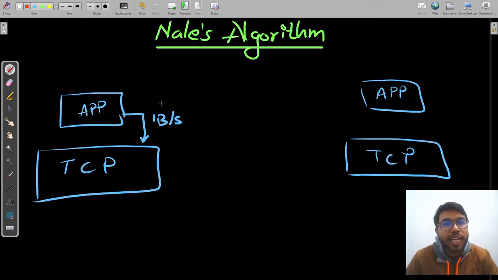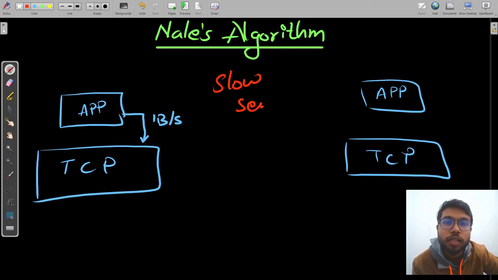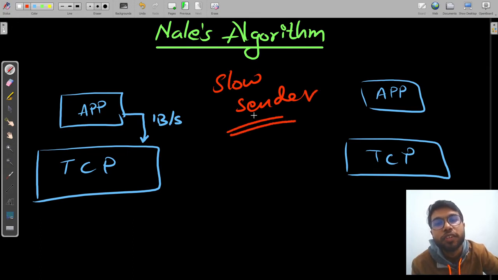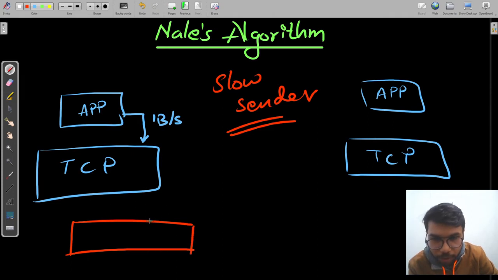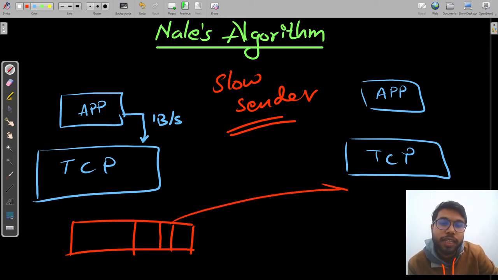All right, guys, so let's talk about our very first solution. This one is for our slow sender. Whenever your sender is slow and that is what is causing our silly window problem, we will be applying Nagle's algorithm. The way to do it is, the first thing that you receive from your application, this is your buffer, and there's your window, the first part that you receive, you just send it anyways. You just send it. And after that, you wait.